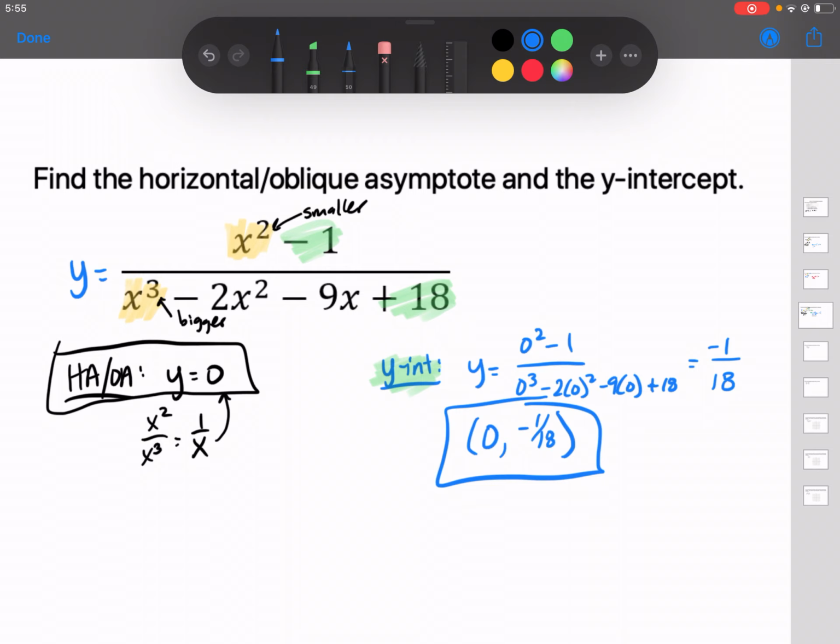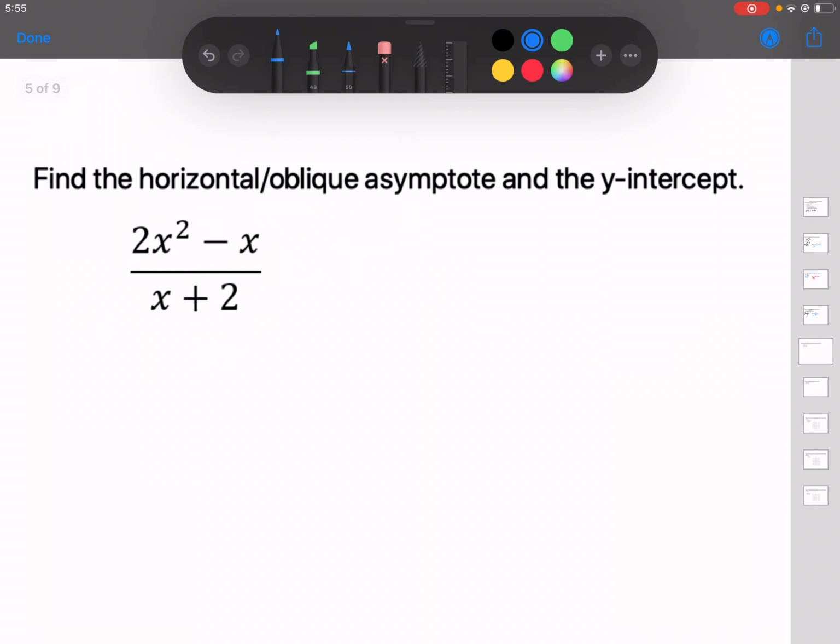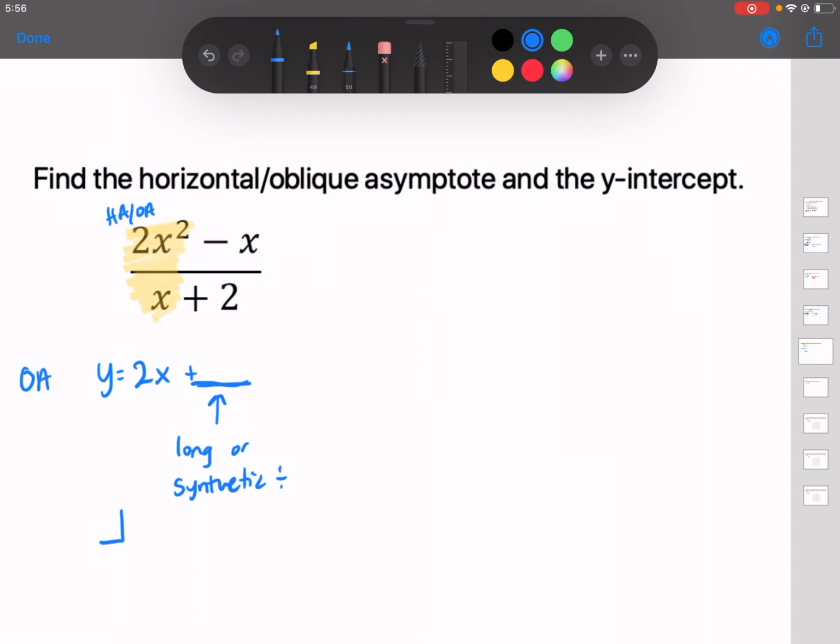Let's keep doing a few more, just get some more practice in. Okay, so for this problem, we're going to do our horizontal or oblique asymptote first. We're going to look at those first terms. And this one's going to be an oblique because this would give us y equals 2x. So we're missing the constant, so we're going to do long division or synthetic division to find that. Now remember, we don't need the remainder, so we're not going to go through the whole process.